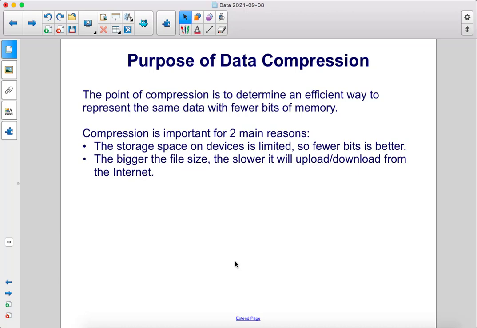The point of compression is to determine an efficient way to represent the same data with fewer bits of memory. Compression is important for two main reasons. The storage space on devices is limited, so fewer bits is better, and the bigger the file size, the slower it will upload or download from the internet.